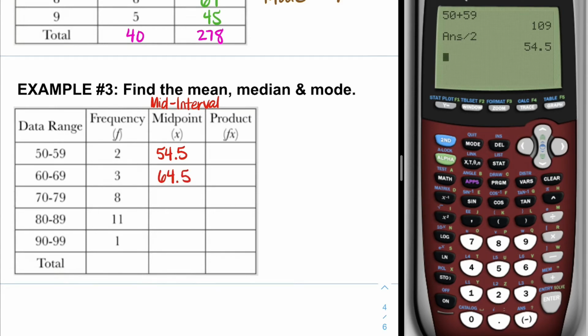You can do the same thing on your calculator for the 60s, the 70s, the 80s, and 90s. Always check your work with a calculator or by hand to make sure you're correct. All right, so now I have all my mid intervals there. Now I want to look at my frequencies. Frequencies tell me how many numbers I have. If I add up all of these numbers here, I will get 25. If I add all of my mid intervals up, I will get 372.5.